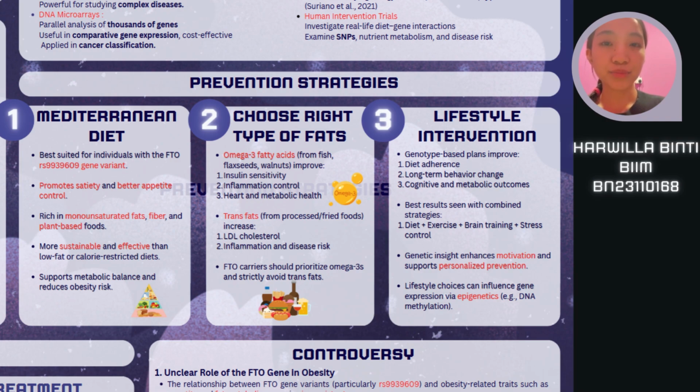And the third point is lifestyle intervention. It's genotype-based plans, which improve diet adherence, long-term behavior change, and cognitive and metabolic outcomes. The best results are seen with combined strategies like diet plus exercise plus brain training plus stress control, and genetic insight enhances motivation and supports personalized prevention.